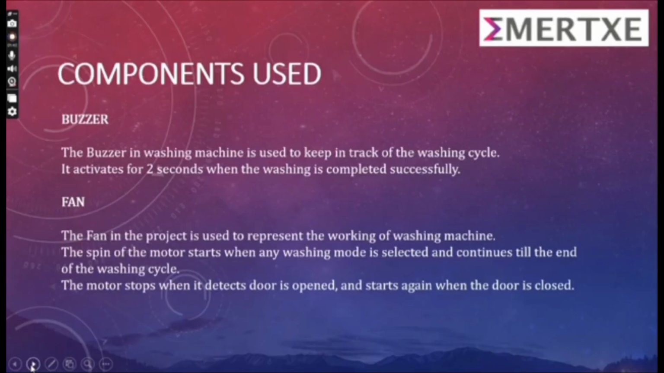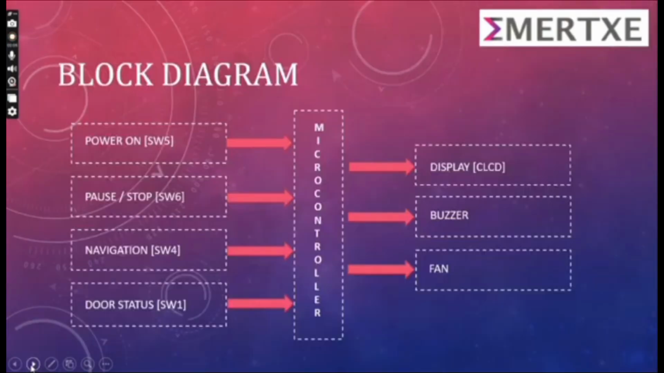Next is the fan. The fan in the project is used to represent the working of the washing machine. The spin of the motor starts when any washing machine mode is selected and it continues till the end of the washing cycle. The motor stops when it detects that the door is open and starts again when the door is closed. These are the overall components that are required for the project.